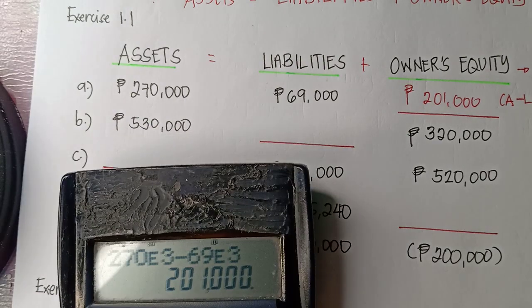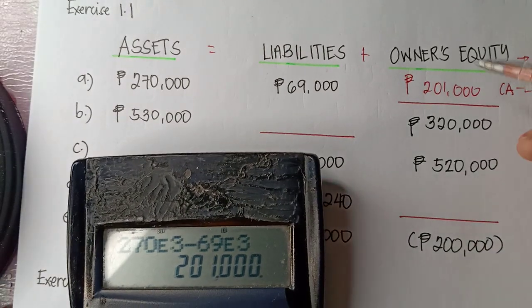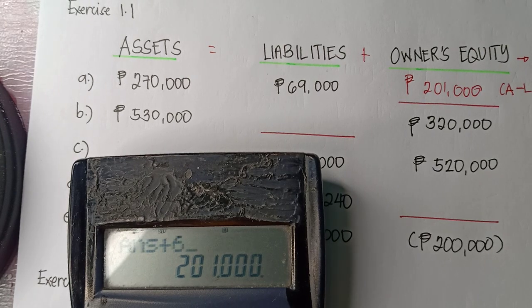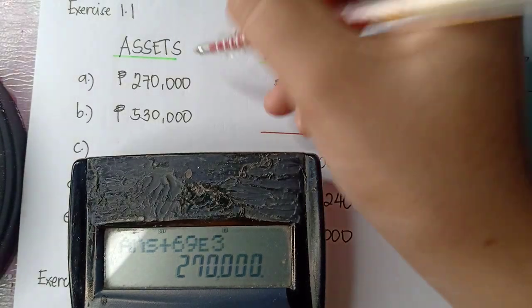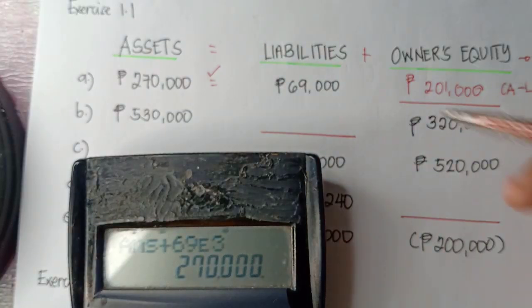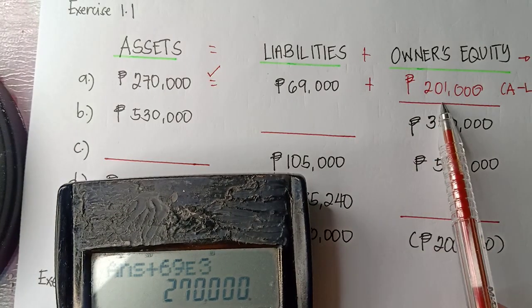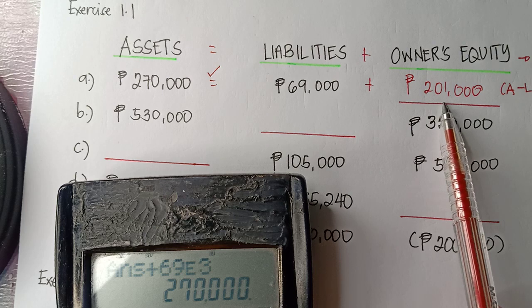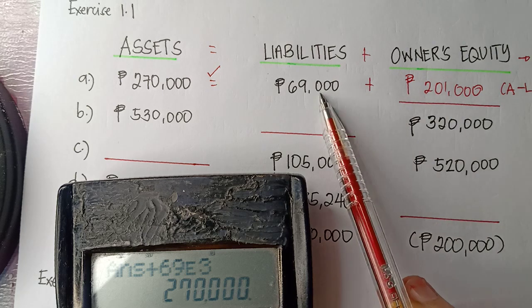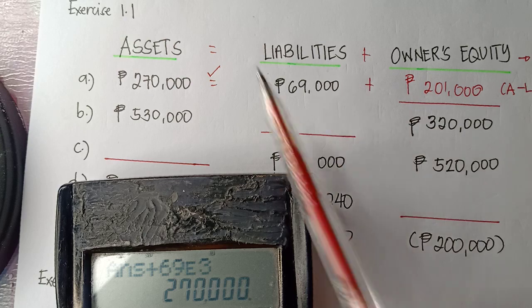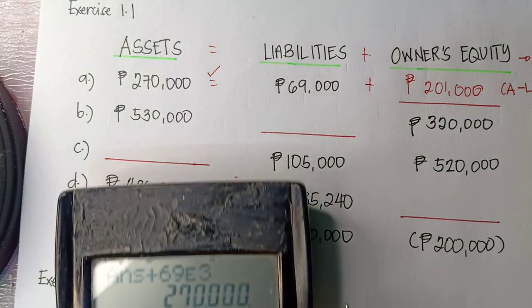Now, let's check if our answer is correct. 201,000 plus 69,000 is equal to 270,000. Therefore, the 201,000 is correct because liabilities plus owner's equity is balanced with our assets.